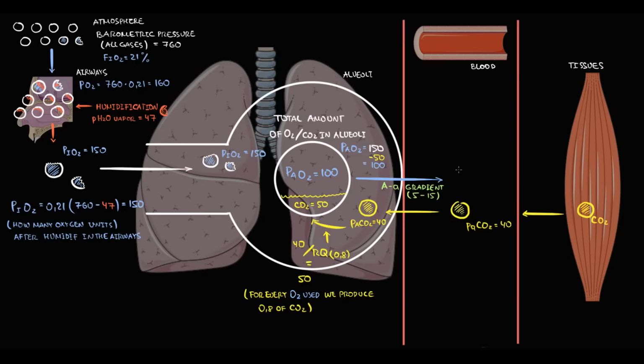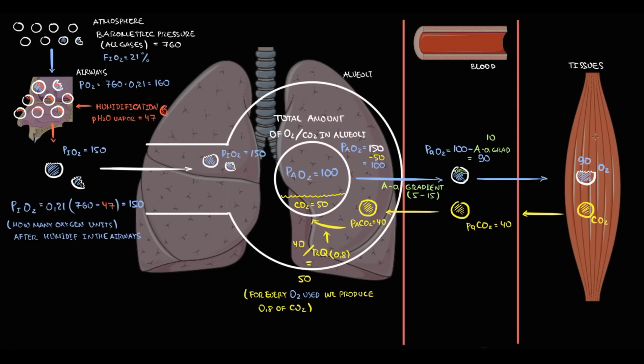So the actual amount of oxygen that comes into the blood can be calculated as the amount of oxygen in the alveoli minus alveolar arterial gradient. In this case, let's assume that AA gradient is 10, so it gives us 90. So the partial pressure of oxygen in the blood in this case will be 90. And from the blood, oxygen is delivered to the tissues, and as we know, tissues use oxygen for cellular respiration. So it's the entire process of breathing.